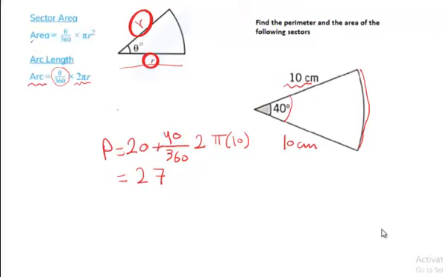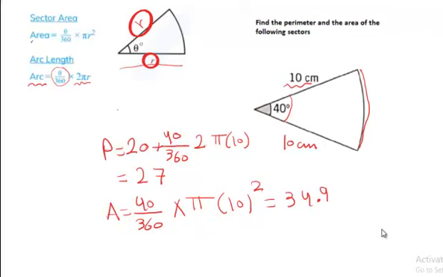If we need to find its area, the area equals the fraction, which we know now is the angle over 360, so 40 over 360, multiplied by the formula of the area, which is pi r squared, which is 10 to the power of 2. In this case our answer will be 34.9 centimeters squared, and here the unit of course is centimeter.